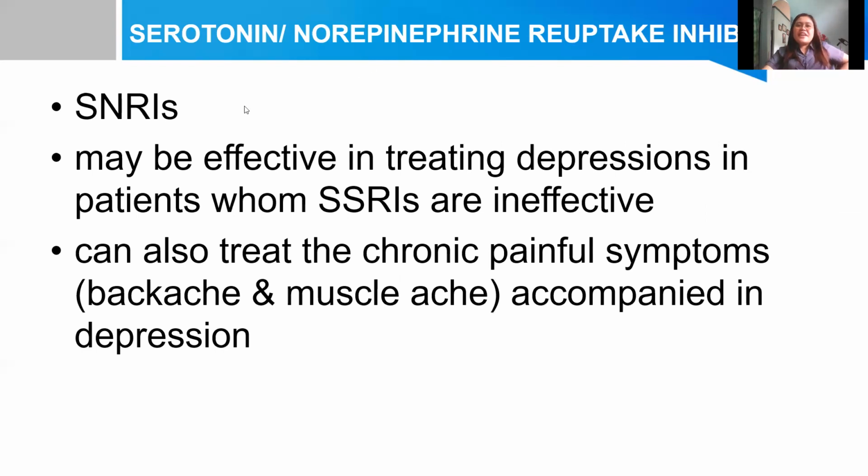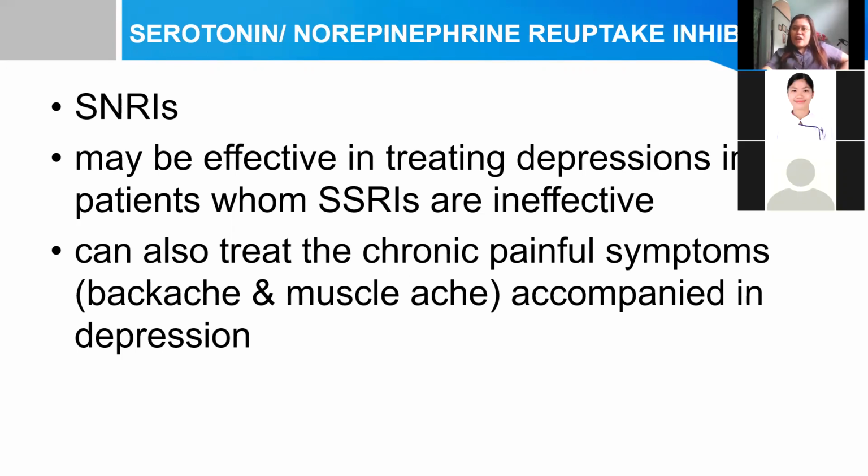We call them SNRIs, or the serotonin norepinephrine reuptake inhibitors. Again, both serotonin and norepinephrine reuptake inhibitors. The first group of drug is selective for serotonin only, but this time both na. Gina-inhibit na ang reuptake both ni serotonin and norepinephrine. Thus, the result is an increase of these two neurotransmitters. So, when are we going to use the SNRI? Pwede nato siya gamiton if the patient is unresponsive to SSRI.